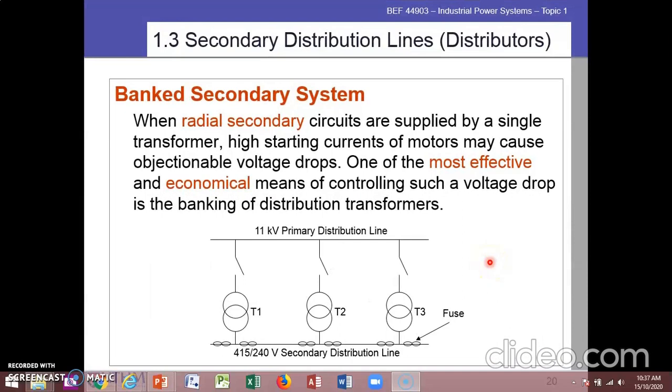Okay, next is the banked secondary system for distributor. When radial secondary circuits are supplied by a single transformer, the high starting current of motors may cause objectionable voltage drop. One of the most effective and economical means of controlling such a voltage drop is the banking of distribution transformers. So this one is the incoming 11 kV primary distribution, and this one is the secondary. This secondary is connected with transformers 1, 2 and 3.